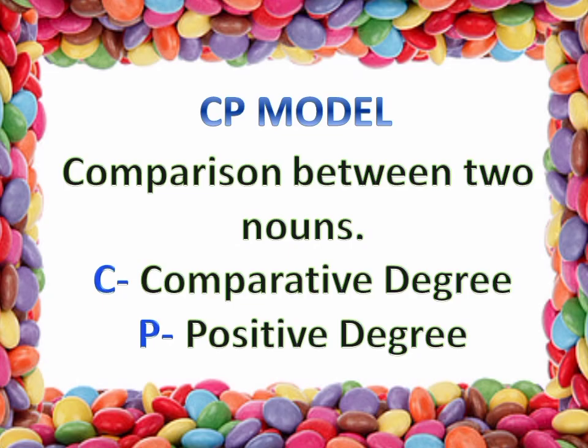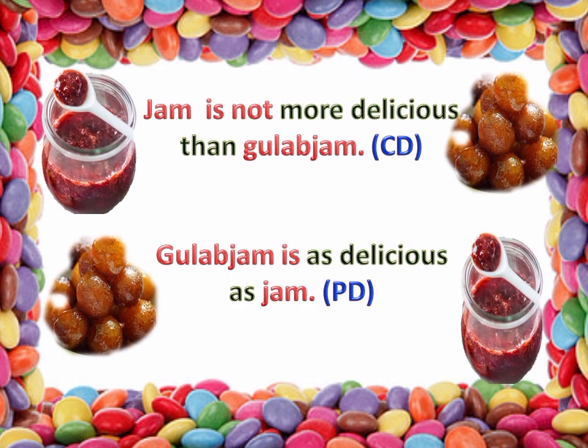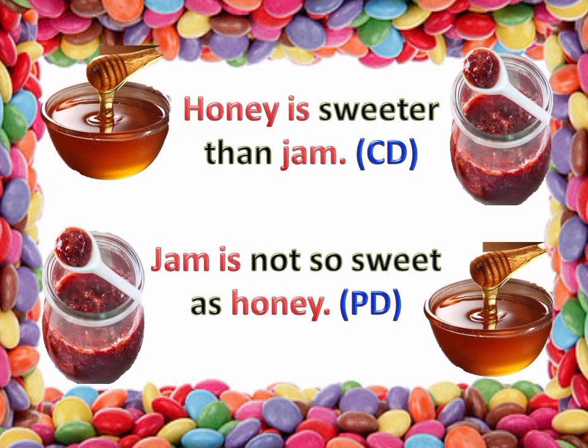The first type of comparison is CP model, and the comparison is between two nouns. Therefore, there is a chance of transforming comparative degree to positive degree and positive degree into comparative degree. For example, jam is not more delicious than gulab jam. It is a comparative degree. It can be transformed into positive degree without changing the meaning, as gulab jam is as delicious as jam. Here, comparison of equals is expressed by as plus adjective plus as.